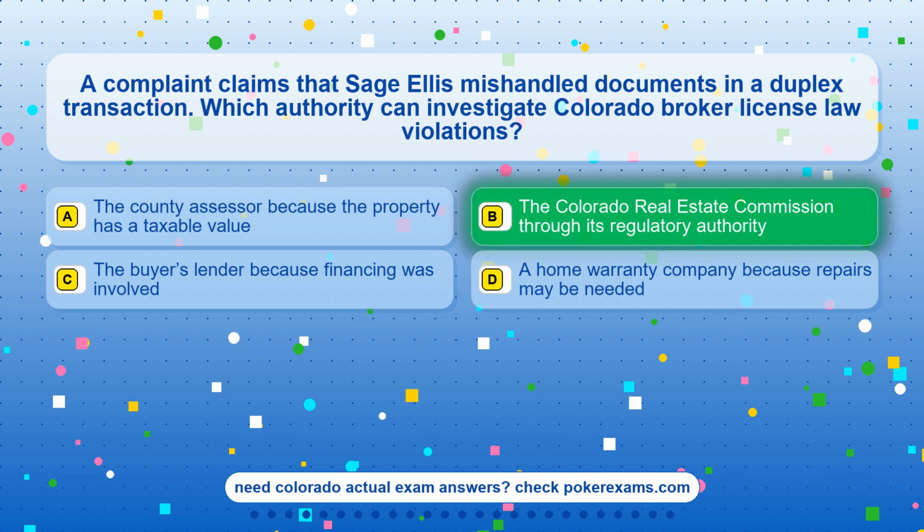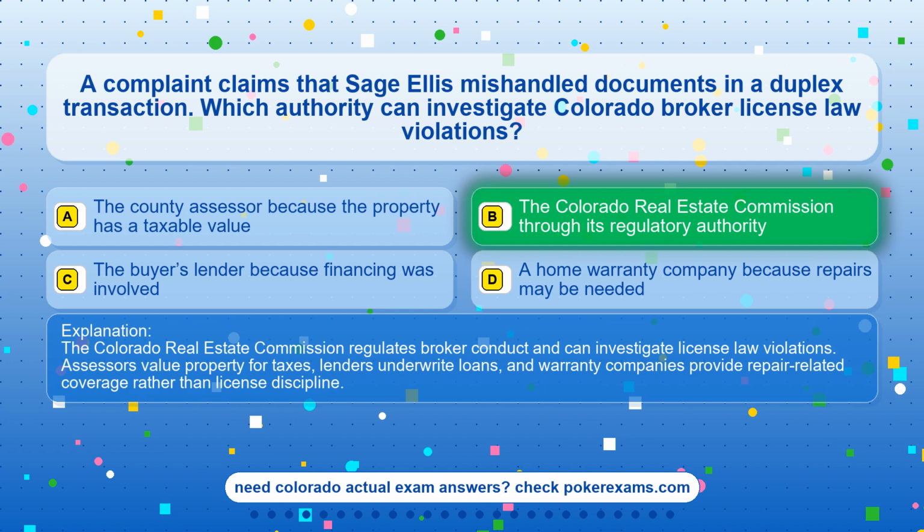The correct answer is option B. The Colorado Real Estate Commission through its regulatory authority. The Colorado Real Estate Commission regulates broker conduct and can investigate license law violations. Assessors value property for taxes, lenders underwrite loans, and warranty companies provide repair-related coverage rather than license discipline.